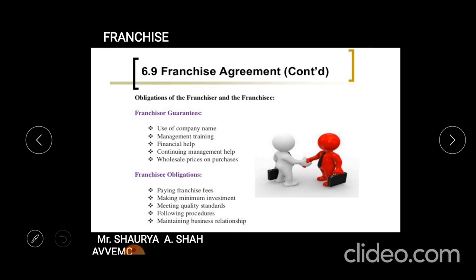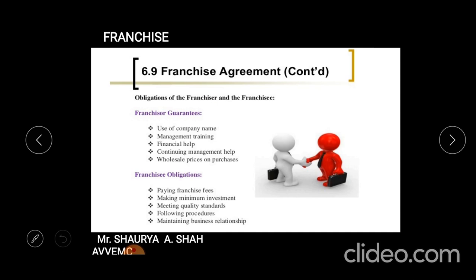Management training. The company will provide you management training, to the owner itself and to the employees also. Financial help. Many a time the initial investment is to be done by the franchisee, then the company also provides financial help in order to start up. Continuing management help. Management help will be continuously given. Wholesale prices on purchase, right? The franchisor will transfer the benefit of centralized purchase, the cost reduction which it has got from purchasing on a centralized basis, to the franchisee. So these are your franchisor's guarantees.